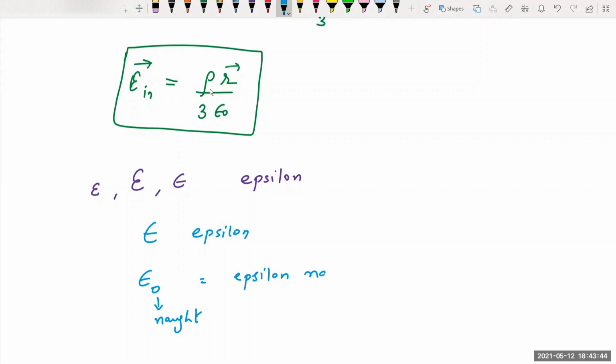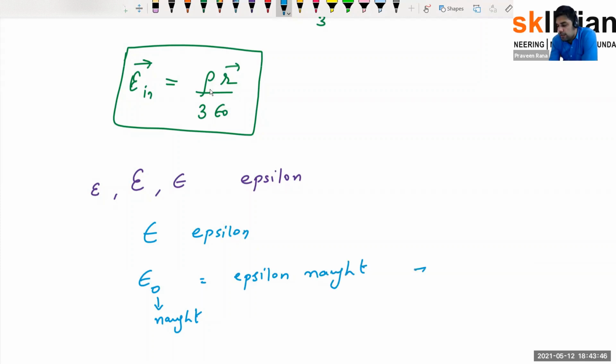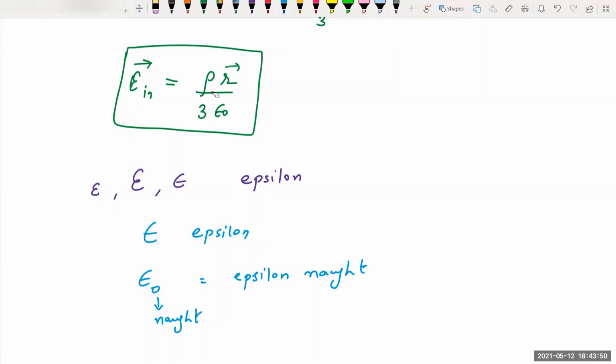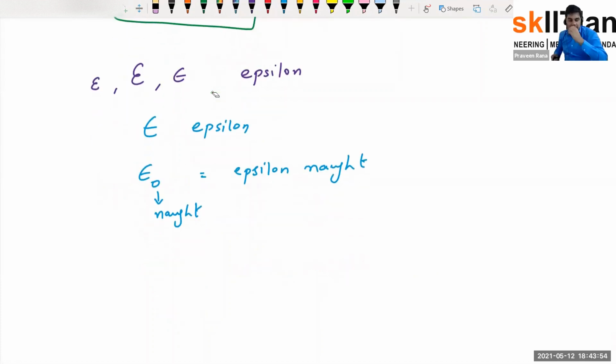Some authors also call it epsilon zero, but I don't. So now this is epsilon naught. Now, what's the physical name? What's the name that we give this symbol in physics? This symbol is called permittivity.